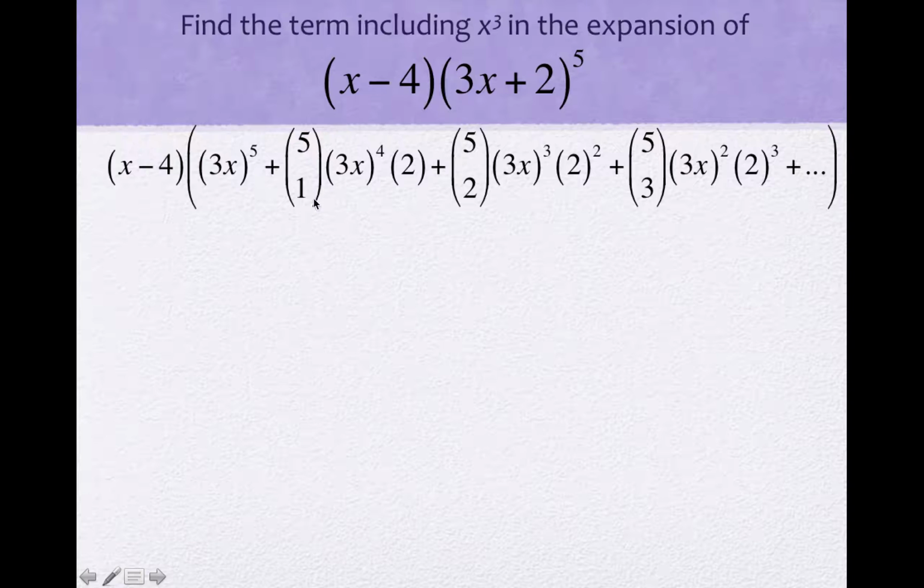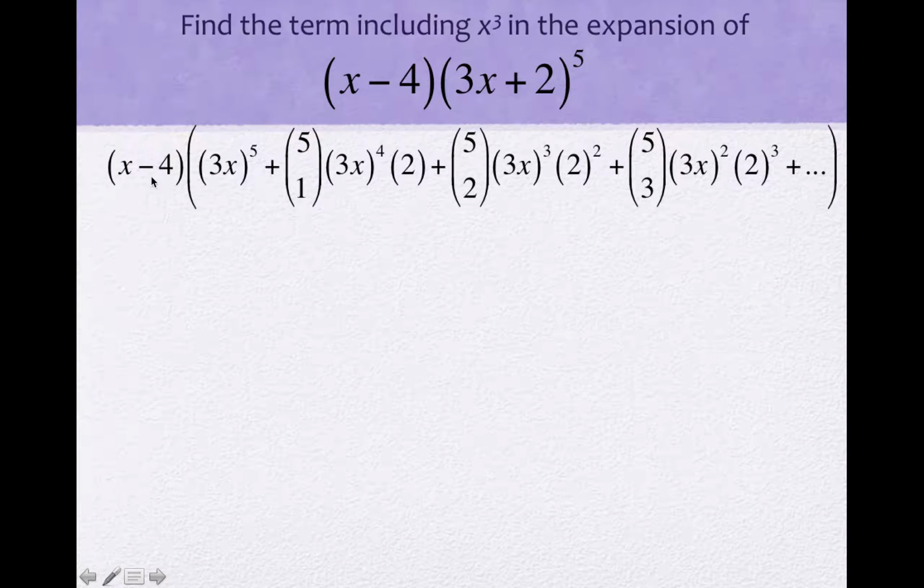And I have my 5 choose 1 a to the fourth b, adding my 5 choose 2 a cubed b squared. Again, I can double check and say 3 plus 2 is 5, okay? 5 choose 3 a squared b cubed, and so on. Now I'm saying and so on because really all I'm looking for is this x cubed term. And I know that I'm going to end up multiplying x by each term. X times this term, x times this term, x times this term, and so on all the way through.